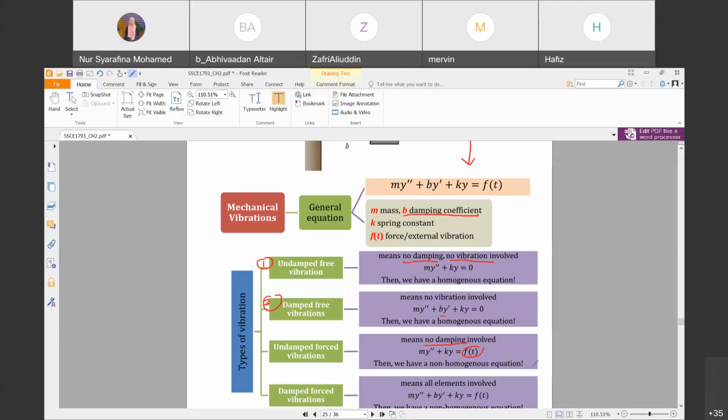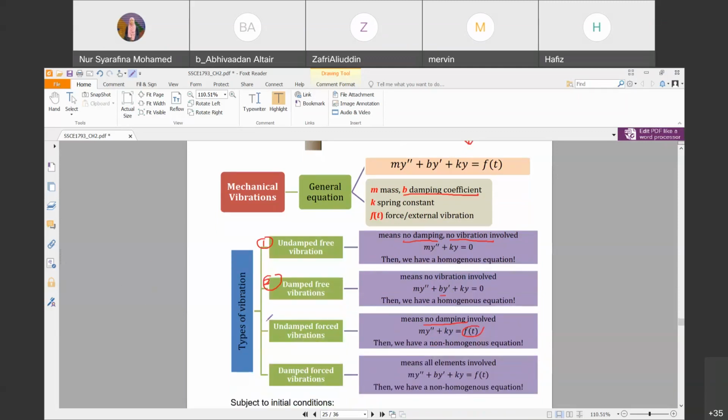And the last one, damped forced vibration, means all elements are involved. It is damped with a forced vibration. So force is involved, damping is involved. Then this is the non-homogeneous equation where all the coefficients are involved. So these 4 types of vibration can be solved by using the second order differential equation methods which you have learned previously.